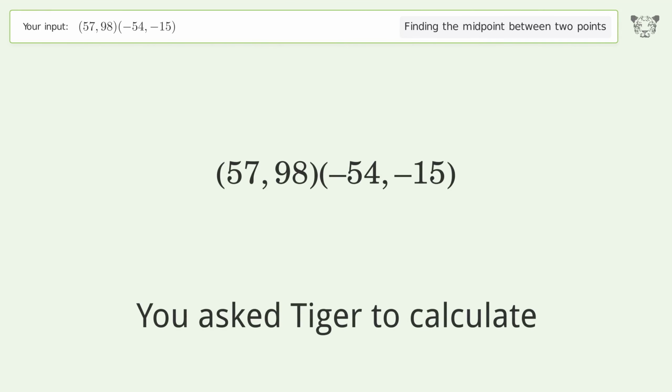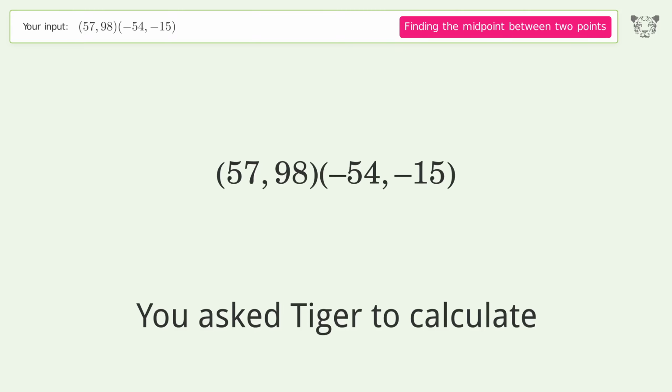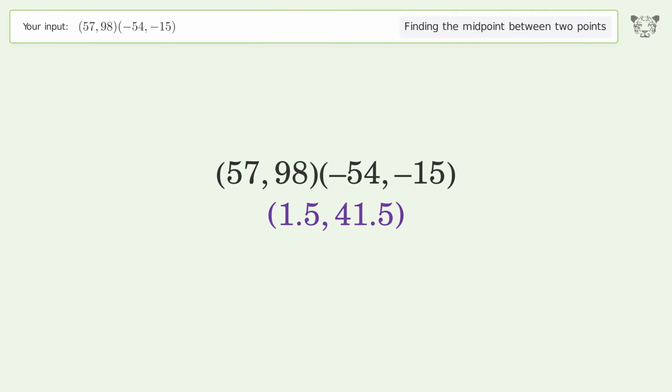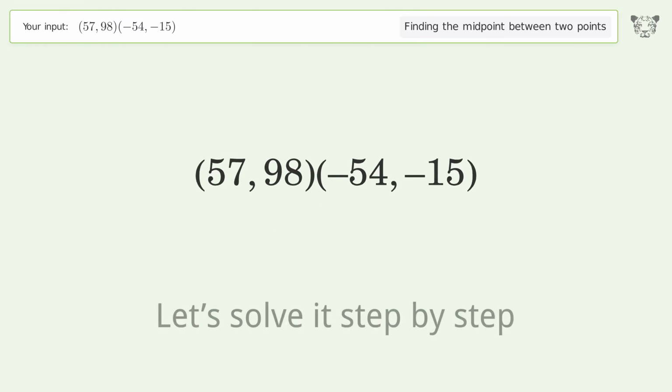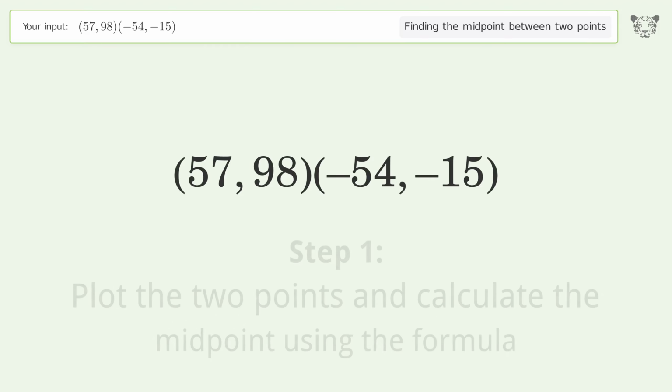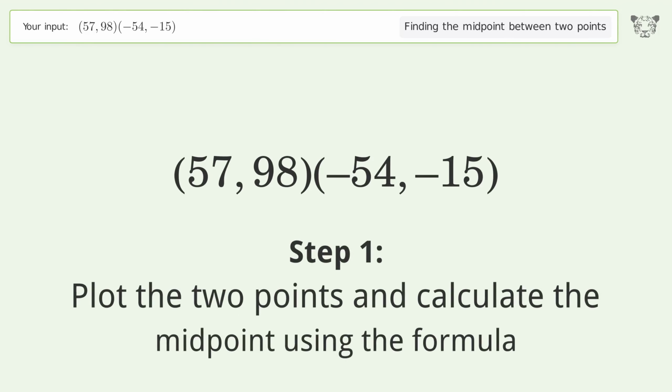You ask Tiger to calculate. This deals with finding the midpoint between 2 points. The midpoint between the 2 points is 1.5, 41.5. Let's solve it step by step. Plot the 2 points and calculate the midpoint using the formula.